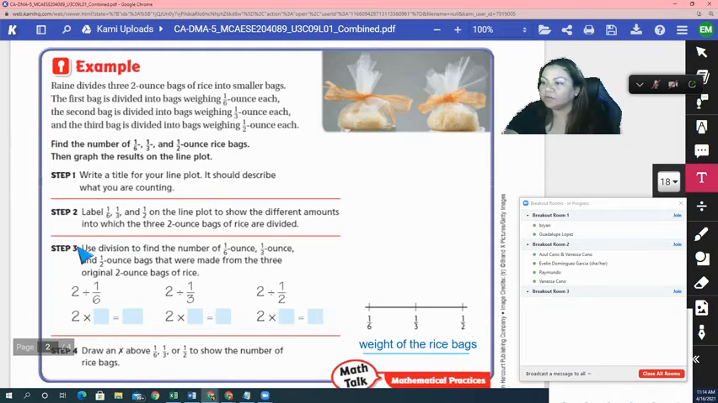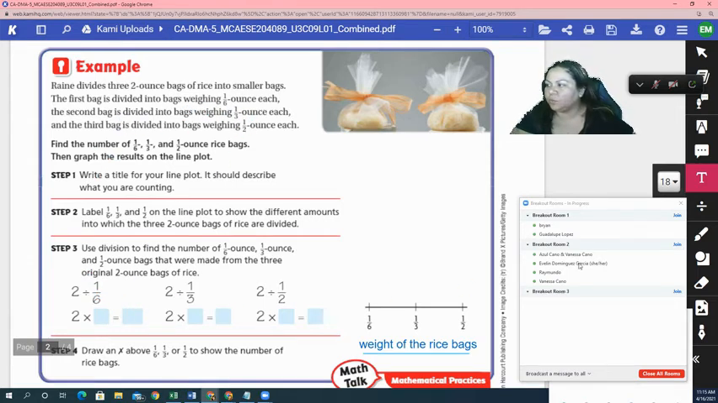And our step number 3, we're going to use division to find the number of 1/6 ounces, 1/3 ounces, and 1/2 ounces that were made from the 3 original 2-ounce bags of rice. So in this case, we're dividing 2 by 1/6. Okay, so when we divide the first bag into 1/6 ounces, we're dividing by 1/6.